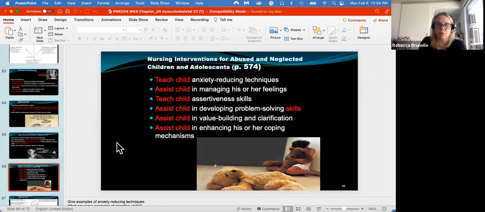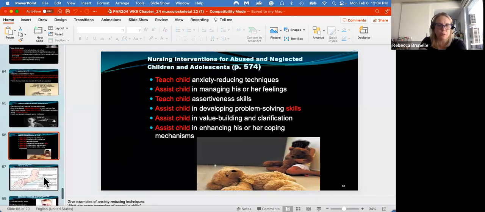And just in general, unfortunately, if you're working in a pediatric hospital, you're probably going to eventually take care of a child that has been exposed to child abuse. So trying to help them manage their feelings, teaching them coping skills, making sure they're getting the therapy, focusing on the things about themselves that are positive, are all things that you're going to be doing as a nurse to help them overcome their exposure to abuse.